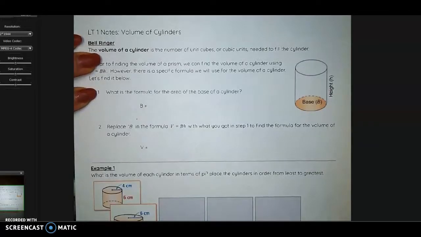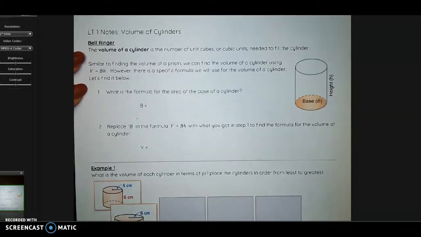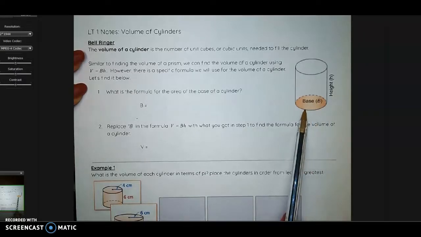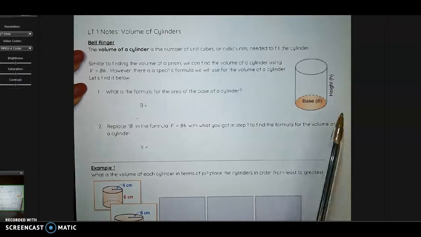So today we are going to be taking a look at how to find the volume of cylinders. Now you're going to find that this actually is not super different from finding the volume of the prisms that we've worked with. We're just going to find the area of the base and multiply it times the height. So the area of the base just happens to be a circle. So we just need to remember how to find the area of a circle.